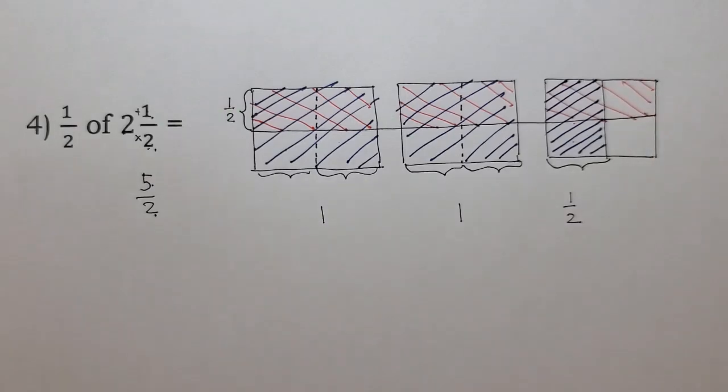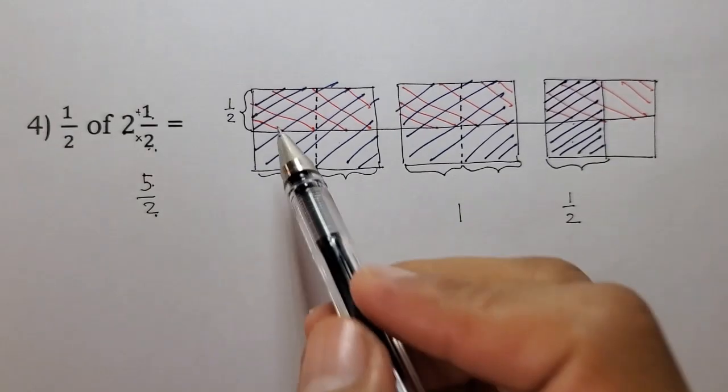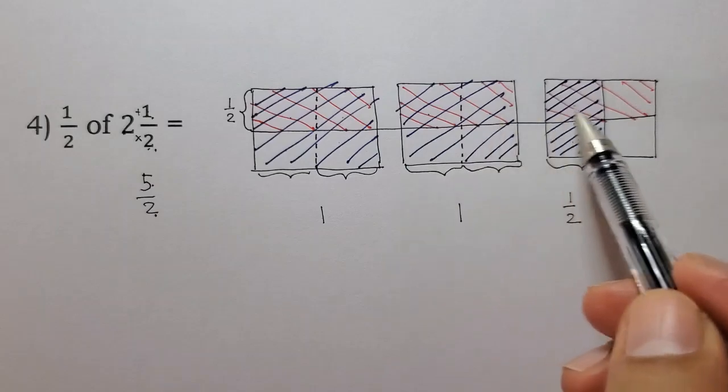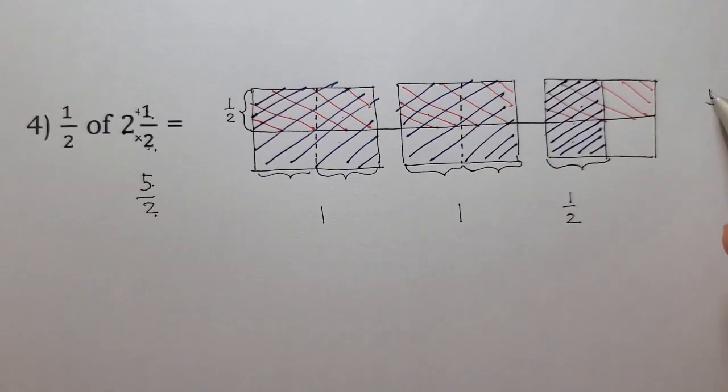After that one, observe how many regions were shaded twice using diagonals or blue diagonal lines and the red diagonal lines. Of course, we have here 1, 2, 3, 4, 5 parts.